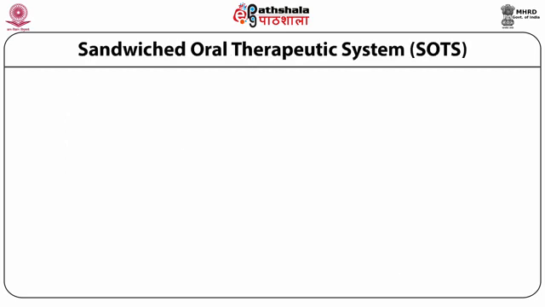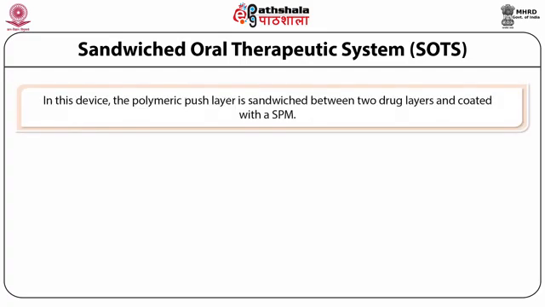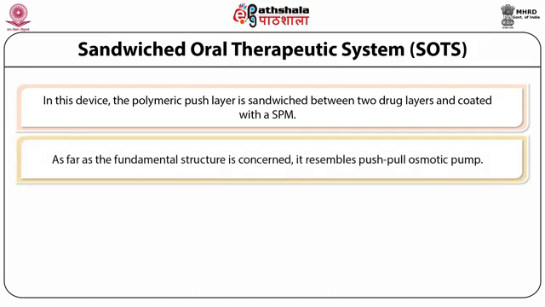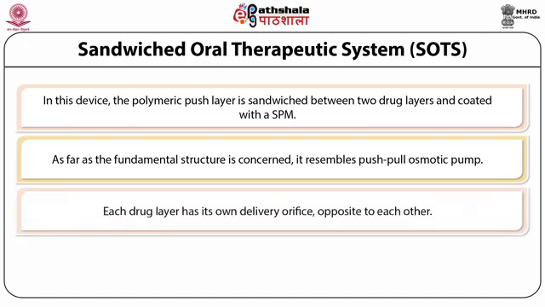This is another example of an oral osmotic controlled drug delivery system. It is called sandwich oral therapeutic delivery, abbreviated as SOTS. In this device, a polymeric push layer is sandwiched between the two drug layers and coated with a semi-permeable membrane. As far as the fundamental structure is concerned, it resembles the push-pull osmotic pump. So the basic structure is the same as a basic push-pull osmotic pump. Each drug layer has its own delivery orifice opposite to the other.